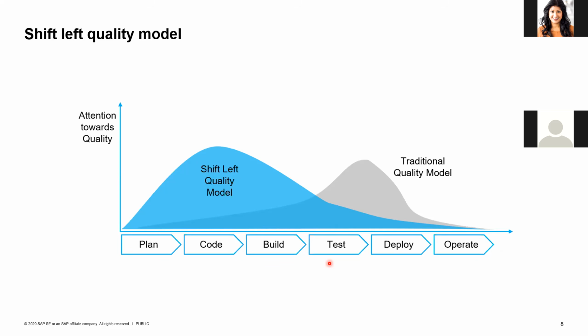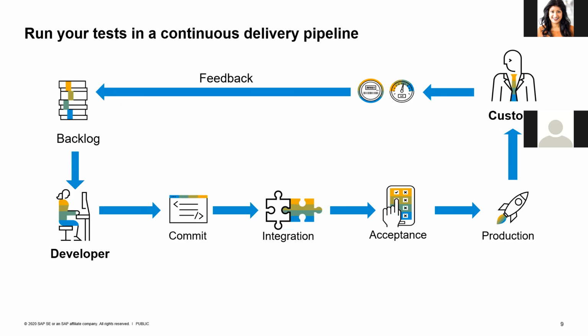So basically, shift left is a practice intended to improve quality by moving tasks to the left, as early in the life cycle as possible. The idea is that developers need to focus on quality right from the beginning, instead of waiting for errors and bugs to be discovered late in the software development life cycle. So this was briefly about the shift left method.